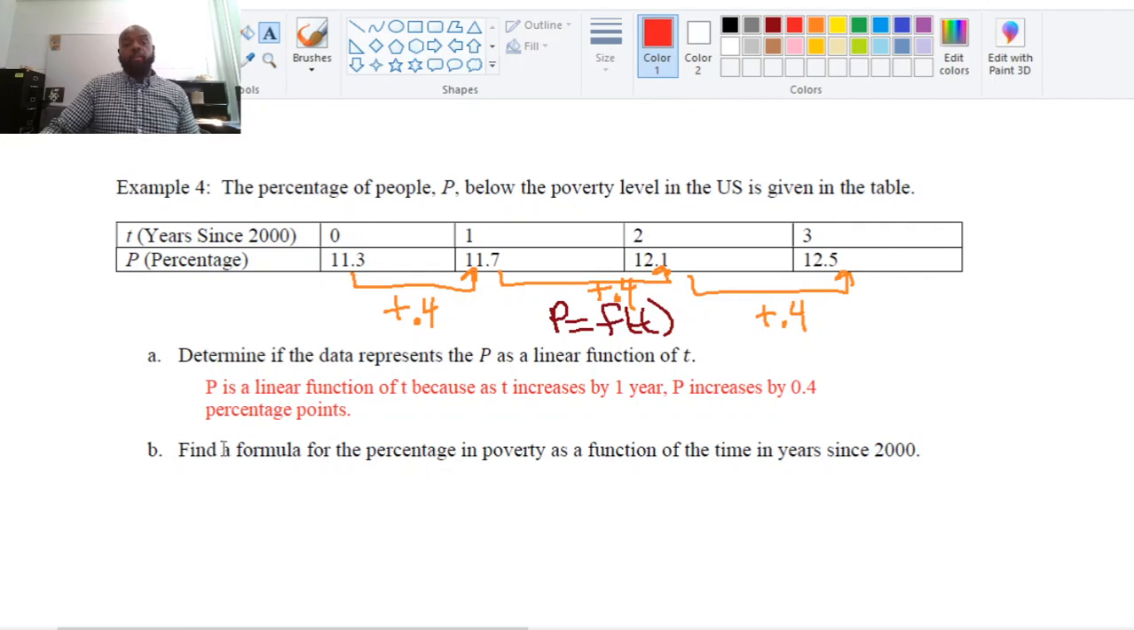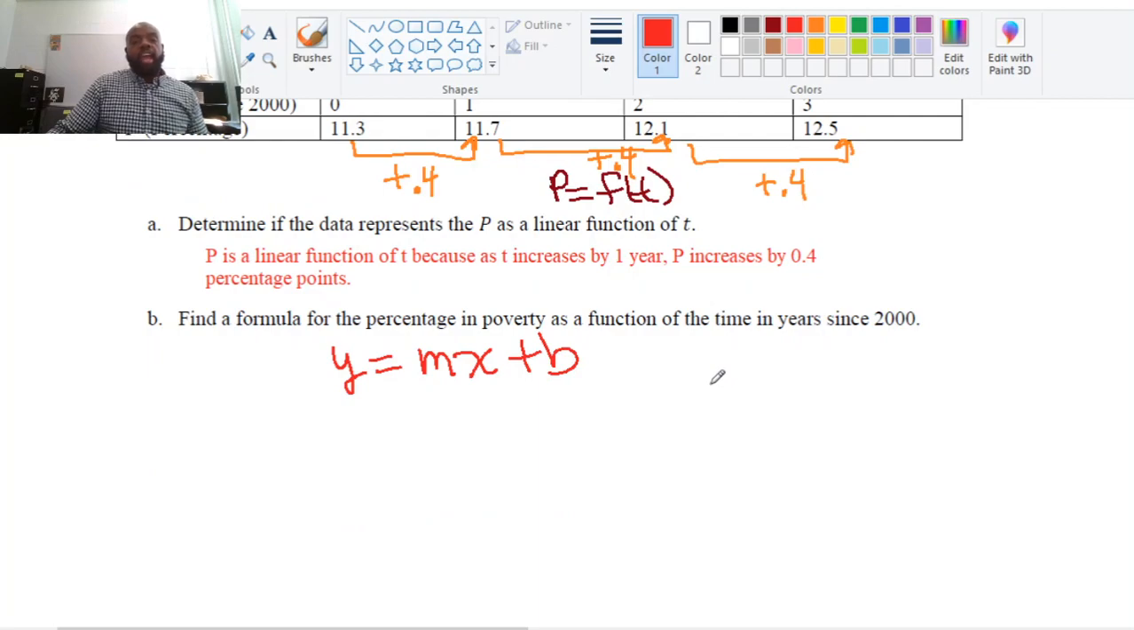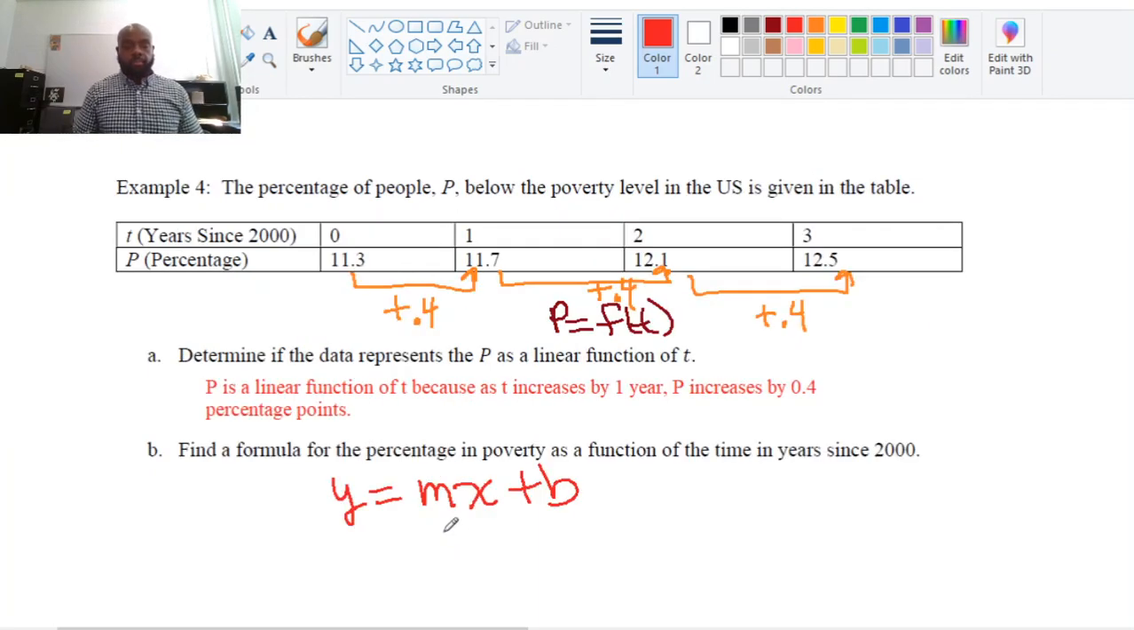And so now that we have that, we're going to find a formula for the percentage in poverty as a function of time in years since 2000, right? Well, we can go back to one of our functions, y equals mx plus b, our linear equation. And remember, m is your slope and b is your vertical intercept, right? But we don't have y and x. So I'm going to change my variables to match my application problem. Our goal is to find m and find b, and we'll have our actual equation there.